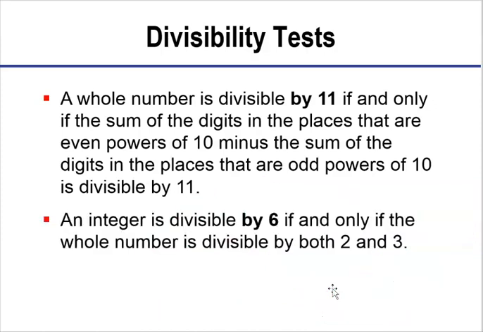An integer is divisible by 6 if and only if the whole number is divisible by both 2 and 3. We know the test for 2. The units place is an even digit, so 0, 2, 4, 6, 8. And the test for 3, you sum up the digits. And if the sum is divisible by 3, then so is the original number.